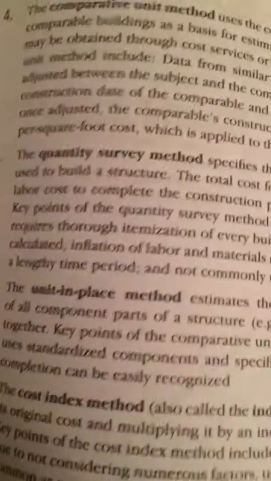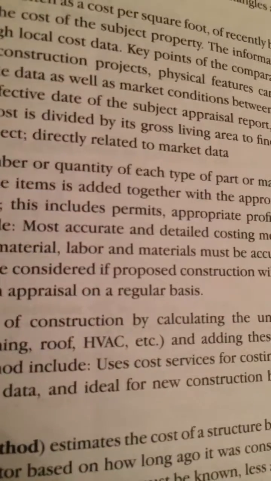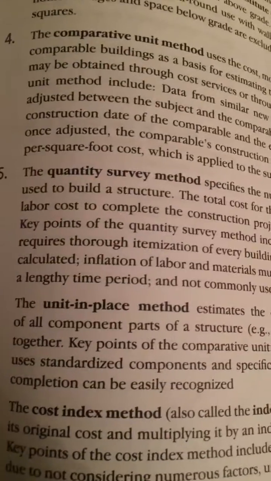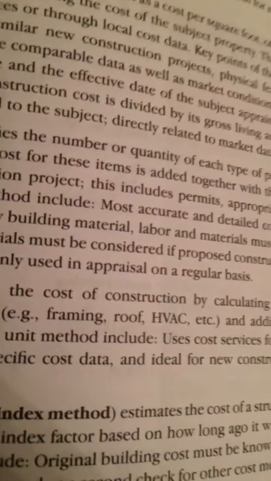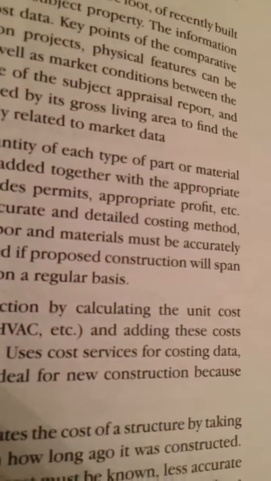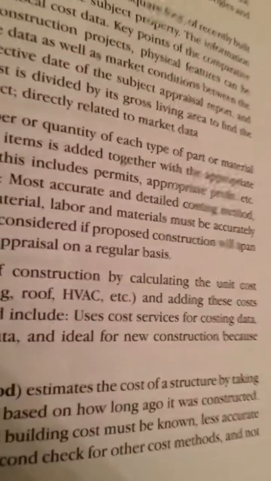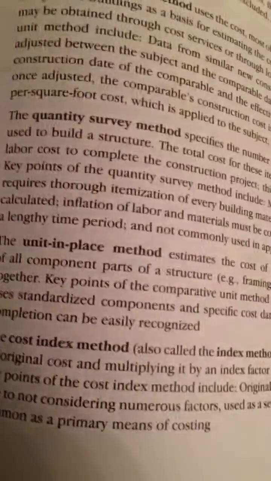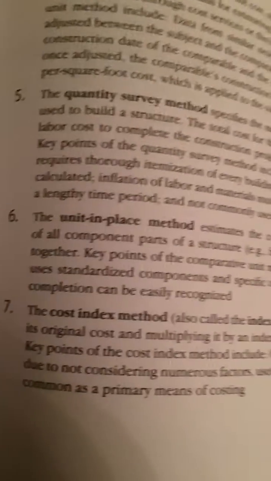Key points of the quantity survey method include most accurate and detailed costing method, requires thorough itemization of every building material. Labor and materials must be accurately calculated. Inflation of labor and materials must be considered if proposed construction will span a lengthy time period, and not commonly used in appraisal on a regular basis.